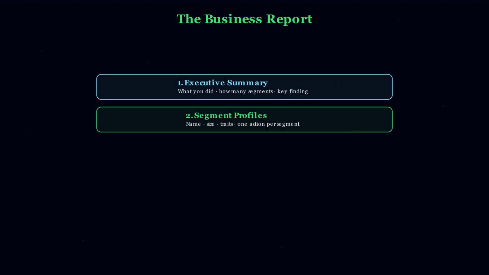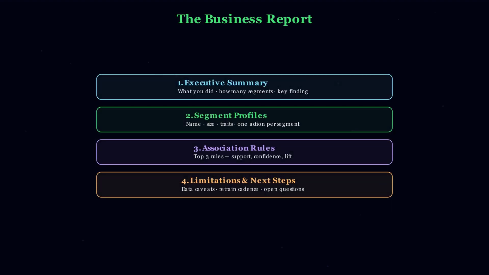Step 8. Writing the business report. This is the output that actually matters. Your report has 4 sections. 1. Executive summary. What did you do? How many segments? Key finding. 2. Segment profiles. For each of the 4 segments, state the name, size, key characteristics, and 1 recommended marketing action.